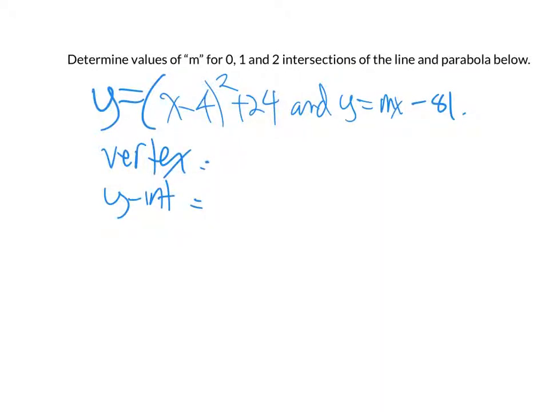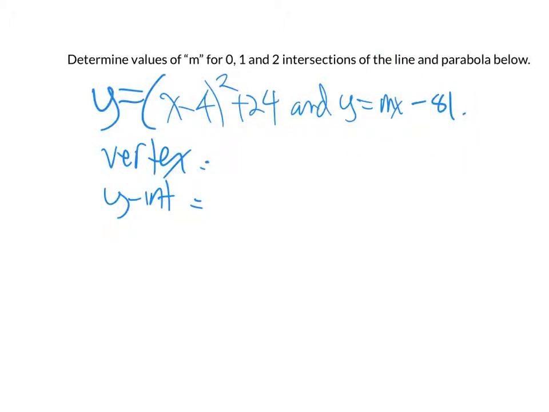I'm going to do a screencast for the intersection of lines and parabolas. We're going to look at this, which is a discriminant problem. We're going to try and figure out what the value of m is in the line to create either 0, 1, or 2 intersections between the line and the parabola below. So you can see the parabola right there, y equals (x minus 4) squared plus 24, and then the line has an equation of y equals mx minus 81.